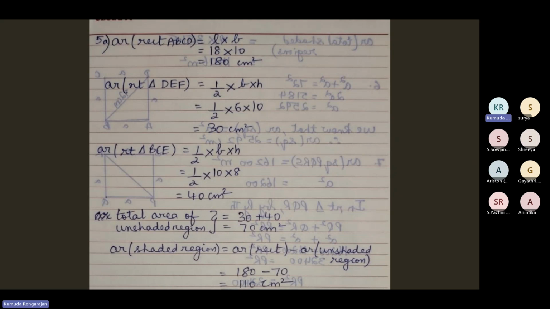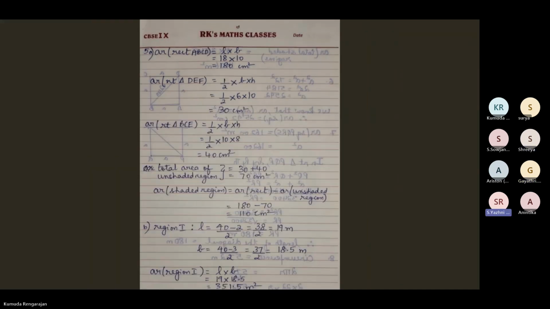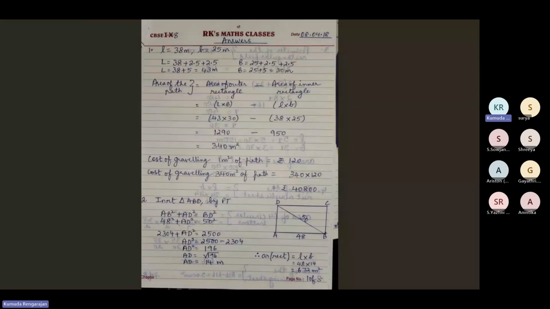So the total area of the unshaded region. The two triangles are not shaded. So that is 30 plus 40, 70. So the area of the shaded region will be the area of the whole thing, that is a rectangle, minus the area of the unshaded region. Done this, all of you? Yes, ma'am. Good.